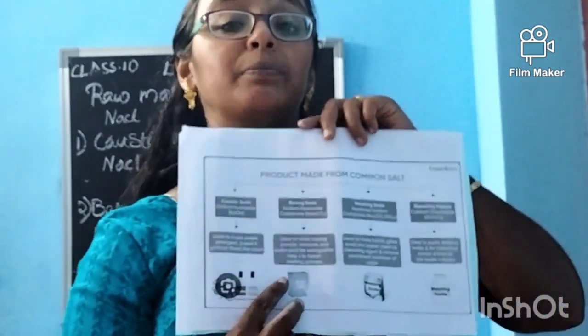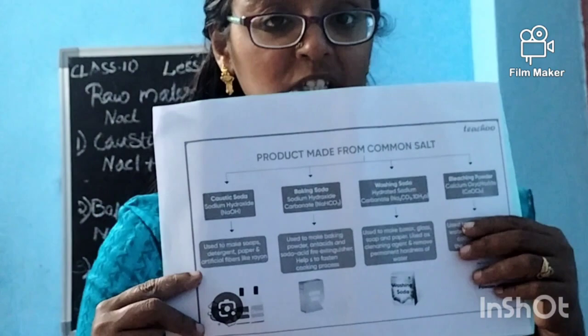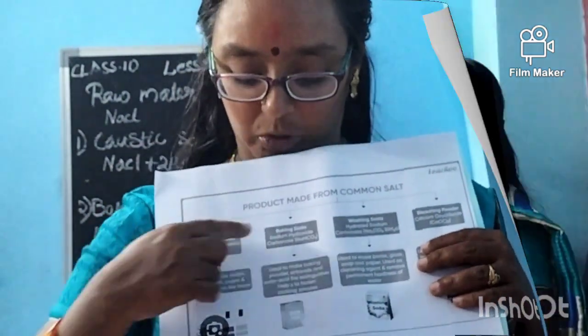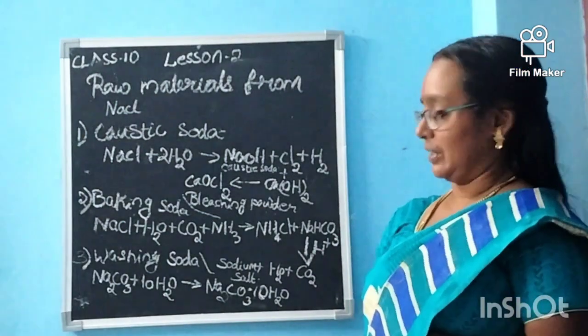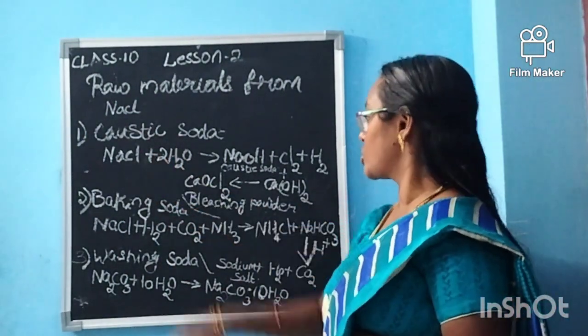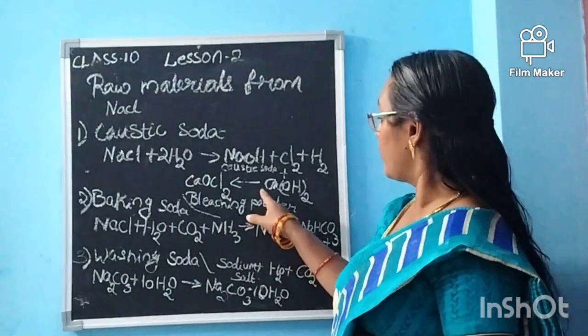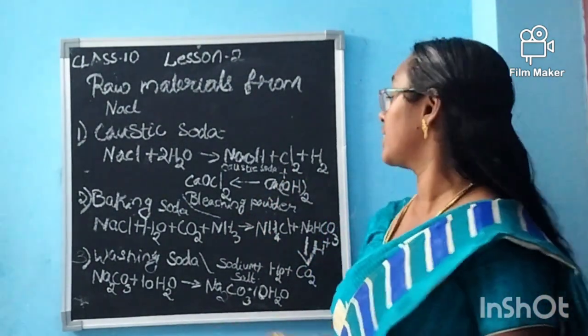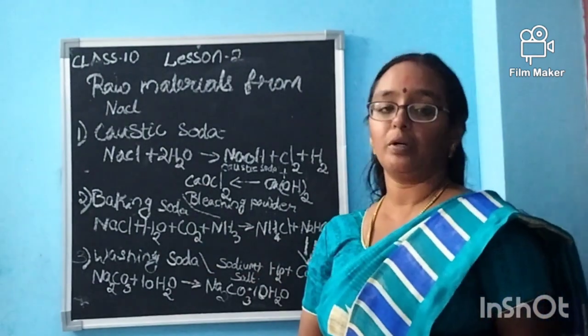I am having a chart with me. It will be easy for you. If you are knowing this chart, it will be very easy for you to learn. First we got caustic soda. Then the second one, when we are taking the chlorine and reacting with calcium hydroxide, we are getting what, ma'am? Bleaching powder. Okay.